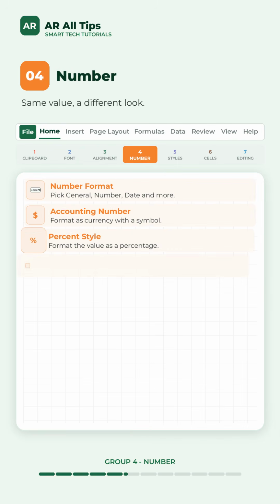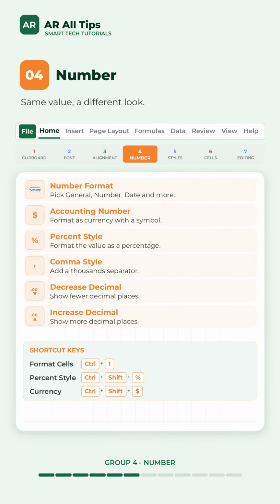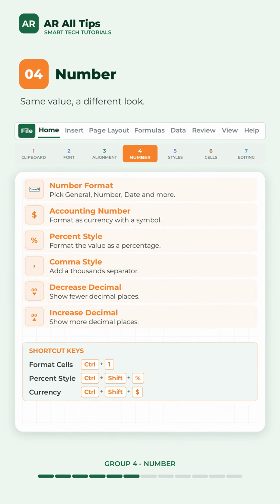Group 4, number. Same value, different look. Currency, percent, comma for thousands, and the decimal buttons. And Control 1 opens Format Cells, which does all of it in one place.